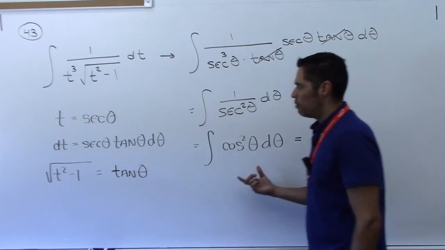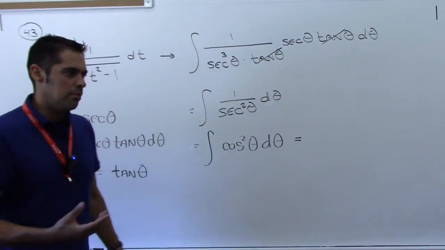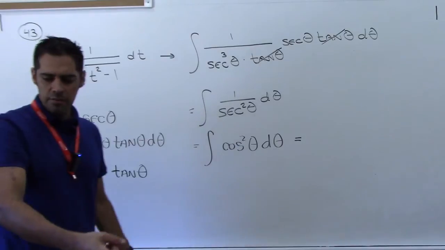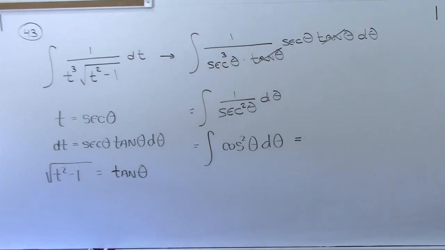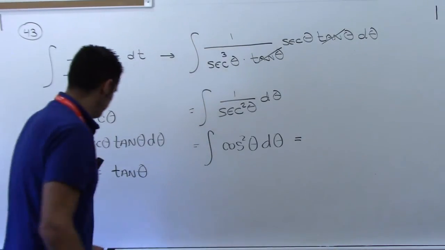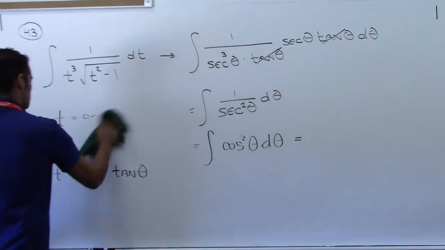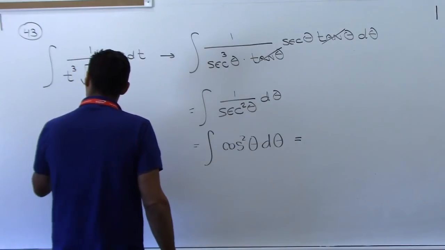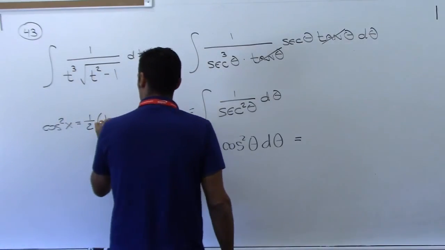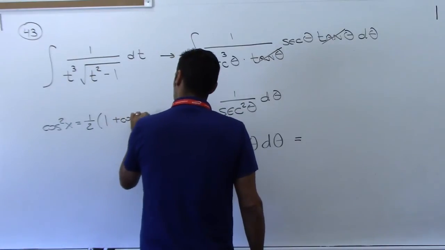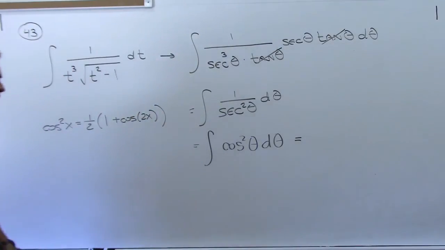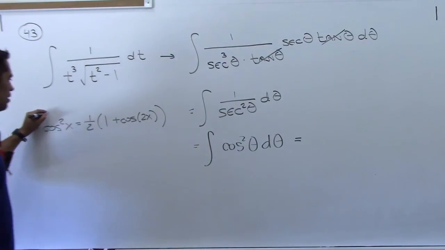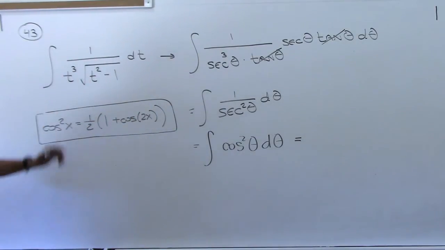That's cosine squared theta. And now you can use that half angle or power reducing formula, whatever you want to call it. I think that's what it's called on the sheet, right? I'm talking about the formula that says cosine squared x equals 1/2 times 1 plus cosine 2x. They call it half angle. I've never liked this being called the half angle identity. I don't know why, but I've never liked it. Do you have a better name for it? Power reducing.